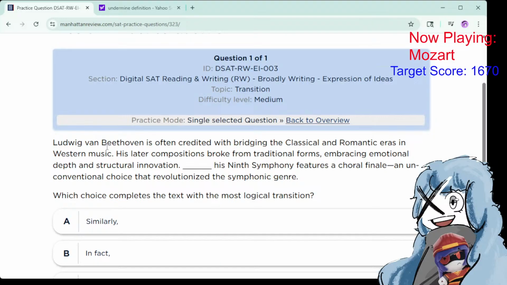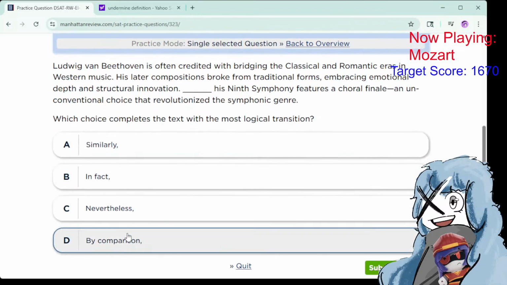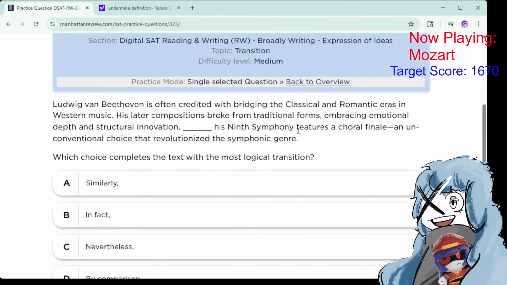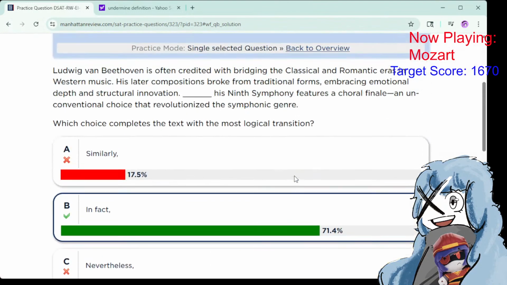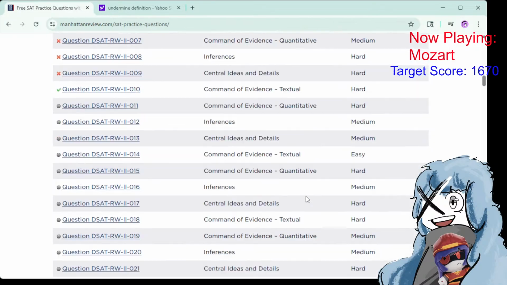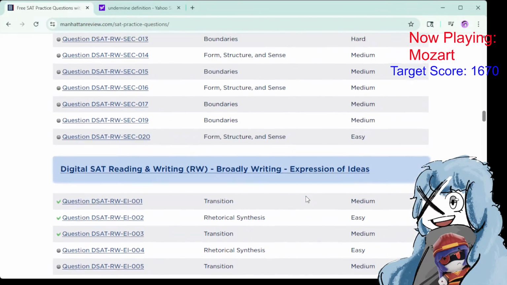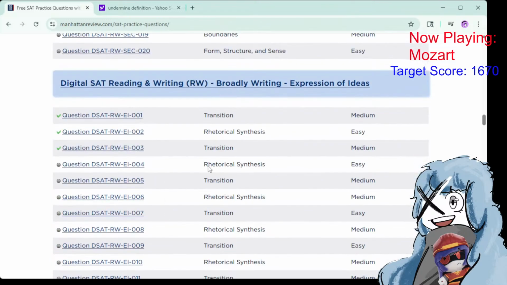Transition. Ludwig von Beethoven is often credited with bridging the classical and romantic eras in Western music. His later compositions broke from traditional forms, embracing emotional depth and structural innovations. Let's see. By comparison, in fact, his ninth features a choral finale and unconventional structure. Expression of ideas, critical synthesis.